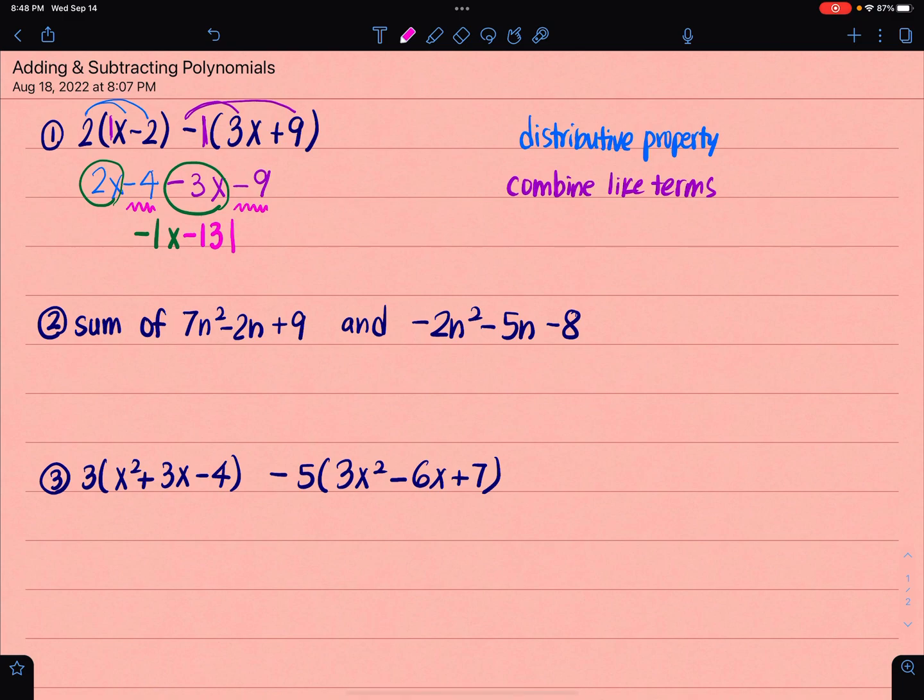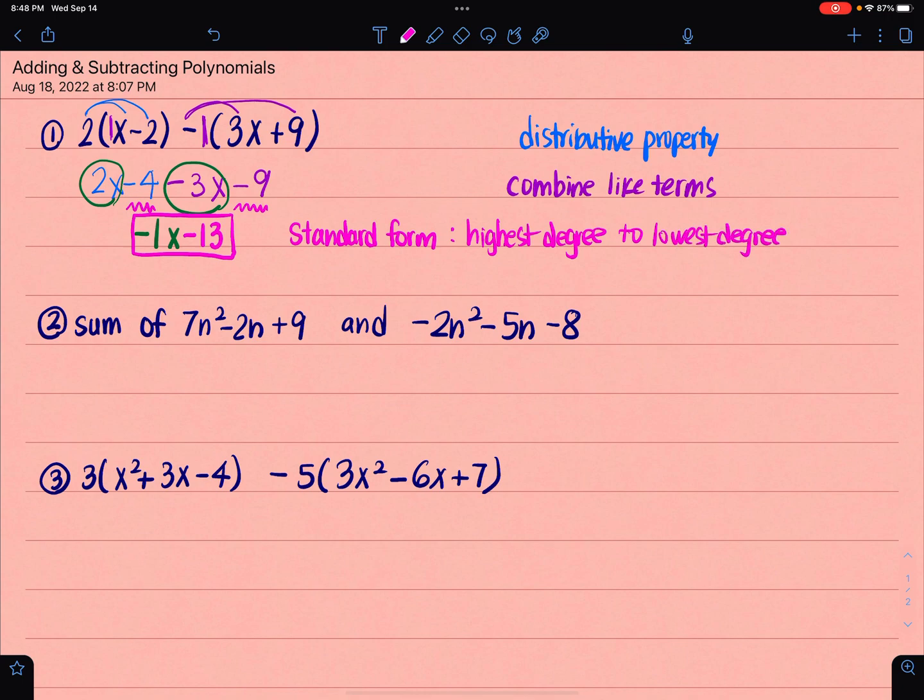So this would be our final algebraic expression or polynomial that is in simplified standard form. If you remember in class, anytime you have a polynomial, make sure you're writing your final answers in standard form, which basically means you're writing it from highest degree to lowest degree. And remember, you're always reading it from left to right. So if I read this term from left to right, this has an exponent of 1, and this has an exponent of 0. So it goes from highest degree to lowest degree.